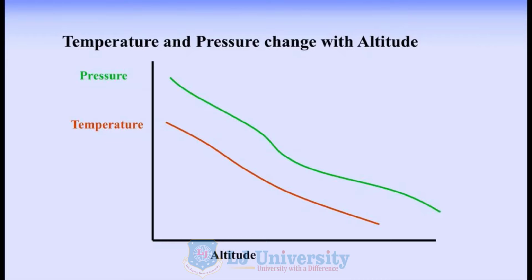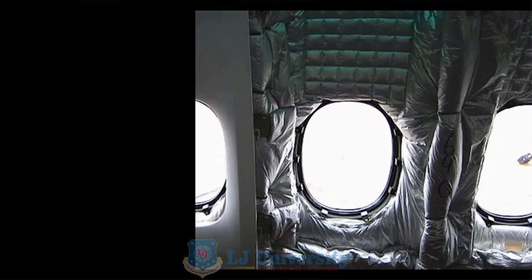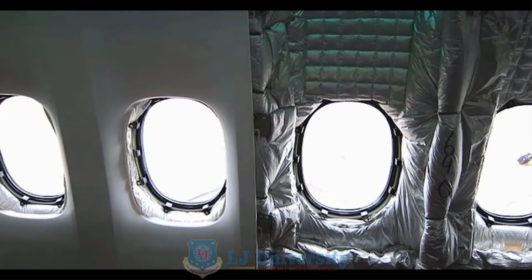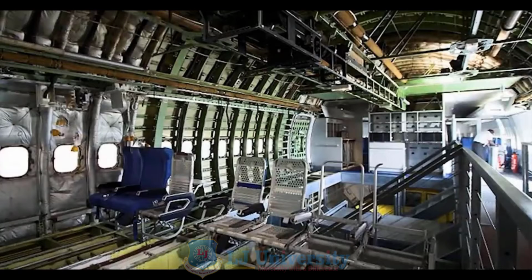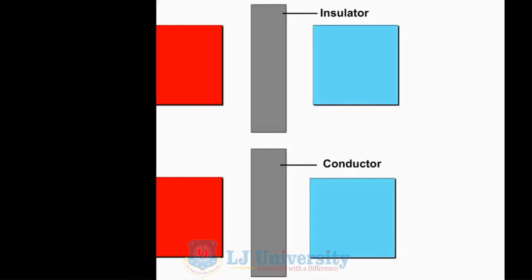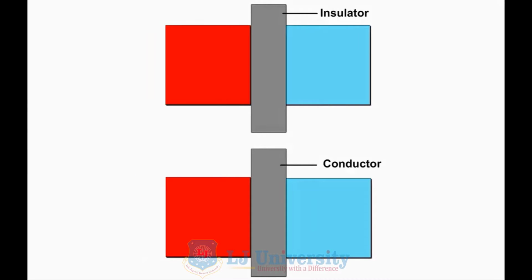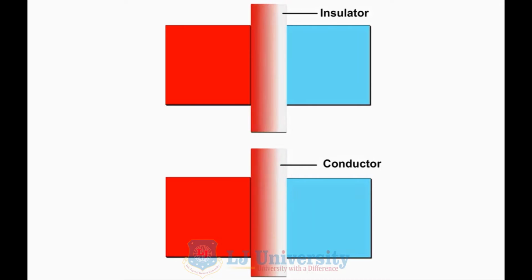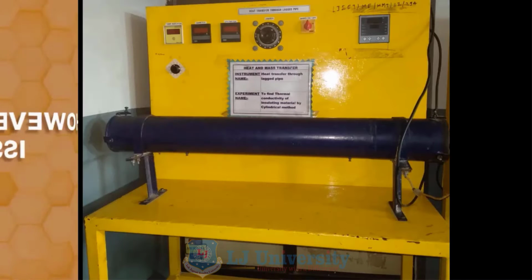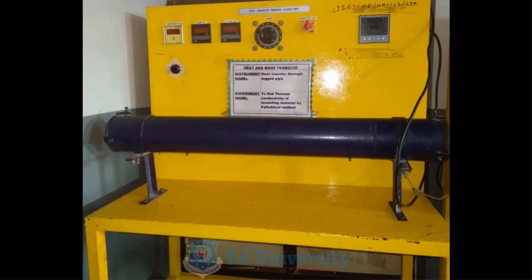So how can we keep our cabin warm? Well, fiberglass is a material which is used in the aircraft body. Which property is important for this material? Well, thermal conductivity is the property which deals with this phenomenon. How can we measure the thermal conductivity?